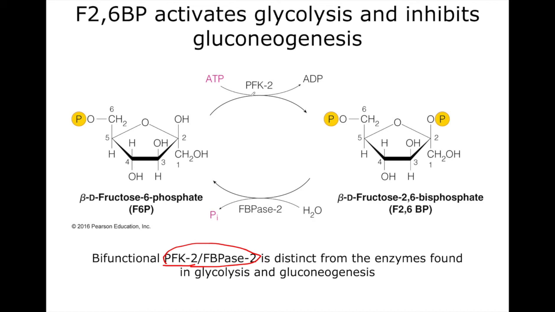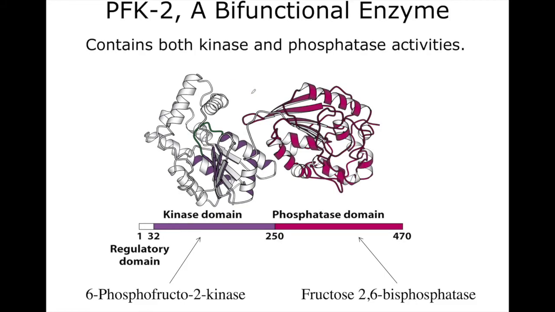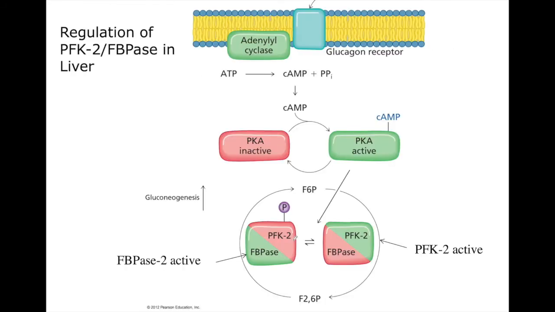So this enzyme, which we'll just call PFK2 here for short, we also have to appreciate how it is regulated. Since this enzyme produces the molecule that activates or inhibits glycolysis and gluconeogenesis, how is PFK2 regulated? Here you can see one other slide showing that this enzyme is a single polypeptide chain with a kinase and phosphatase domain. So let's talk about the regulation of this PFK2.